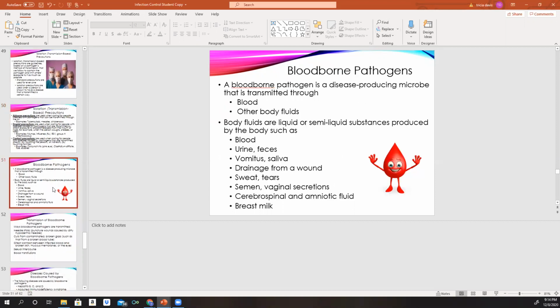Okay, so next we have bloodborne pathogens. A bloodborne pathogen is a disease-producing microbe that is transmitted through blood and other body fluids. Body fluids are liquid or semi-liquid substances that the body produces, such as blood, urine, feces. You can have vomit, saliva. I think we talked about these already. Drainage from a wound, sweat, tears, semen, vaginal secretions, cerebrospinal and amniotic fluid, and then breast milk.